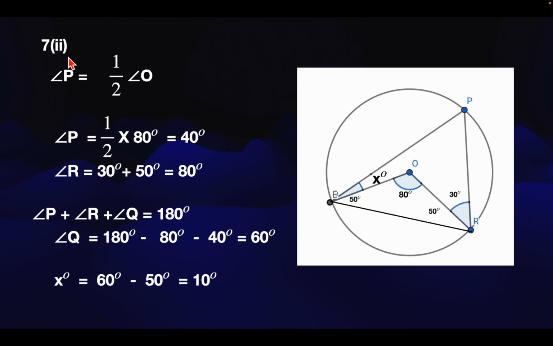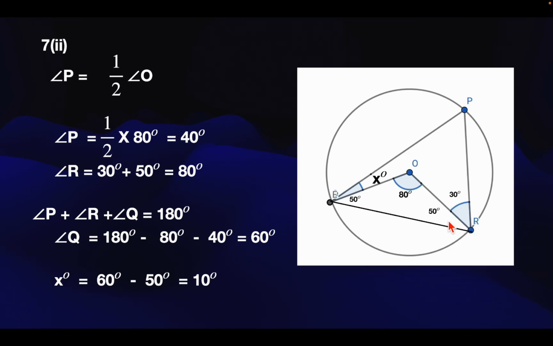Okay. Question 7.2. There is another figure here and this is x. We are supposed to find this value. They have given us these values. Here we can see that this angle 80 is subtended at the center, and so at the point on the circle, the angle subtended by this arc will be 80 upon 2, that is 40 degrees. So we found angle P as 40.